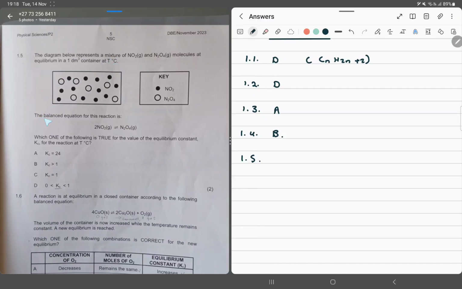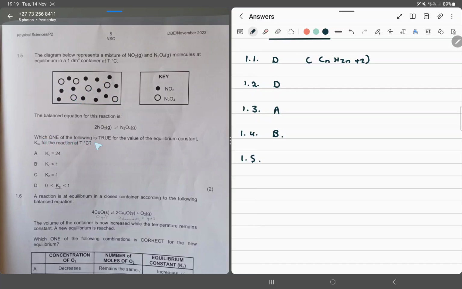All right, now the balanced equation for this reaction is as we know it. We've done this in the lab, in our school lab, so you must have enjoyed it. Okay, it's a brown gas, the nitrogen dioxide gas, and this one is light brown or colorless. So as we can see on our key here, we've got the number of molecules of nitrogen dioxide gas is 2, 4, 6, 8, 10, 12 against the dinitrogen tetroxide molecules, which is 2, 4, 6.